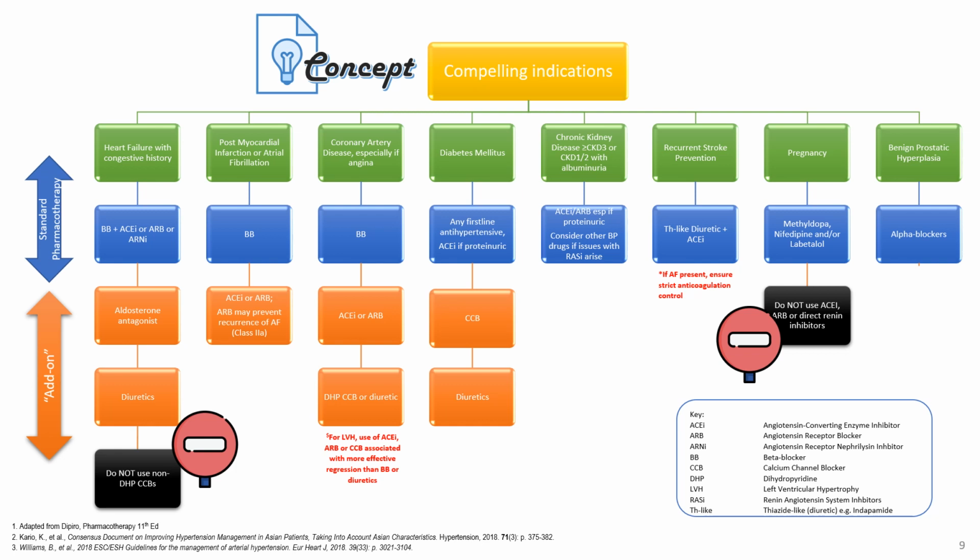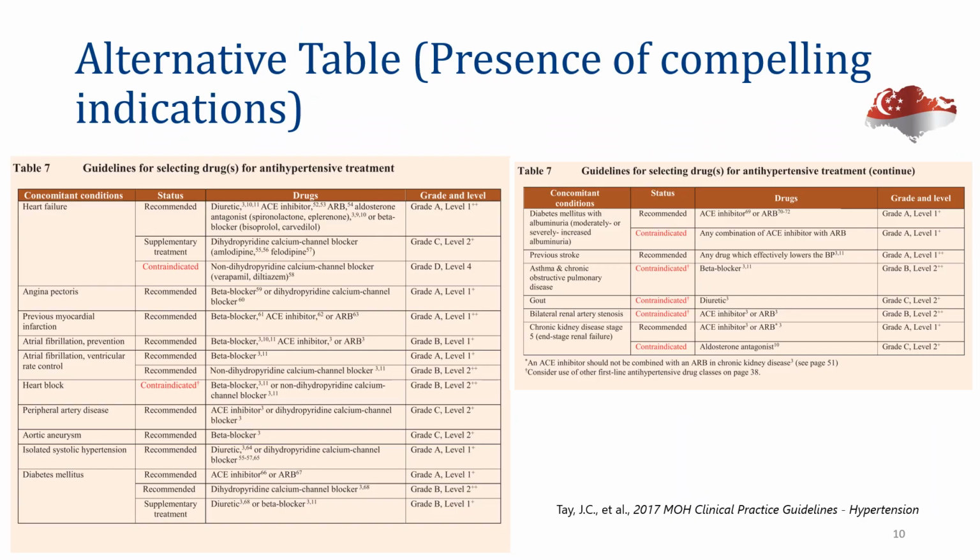Think about why. And also for pregnancies, do not use ACE inhibitors, ARBs, or direct renin inhibitors, because these agents are contraindicated and are associated with teratogenesis. So here's the strength of the Singapore guideline that I wanted to call out. And these tables list out the presence of compelling indications, pretty much saying the same things as what DiPiro says from the previous slide that I covered.